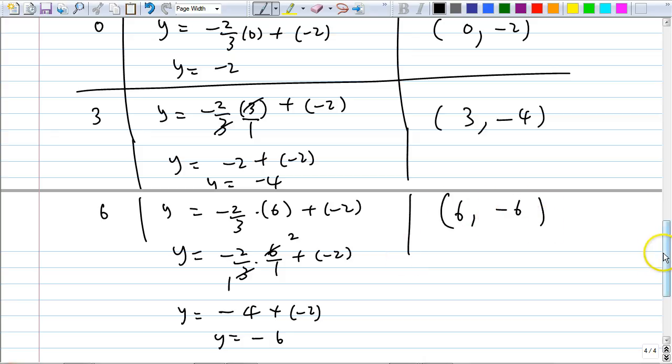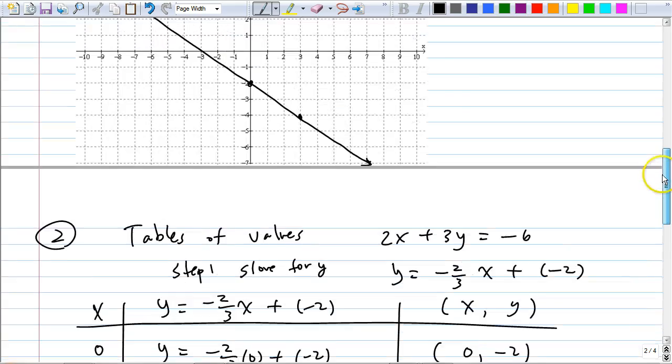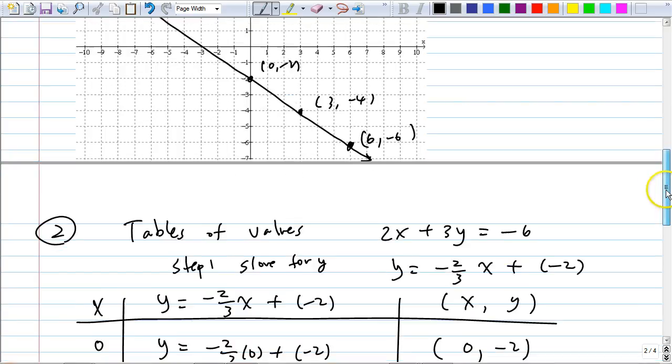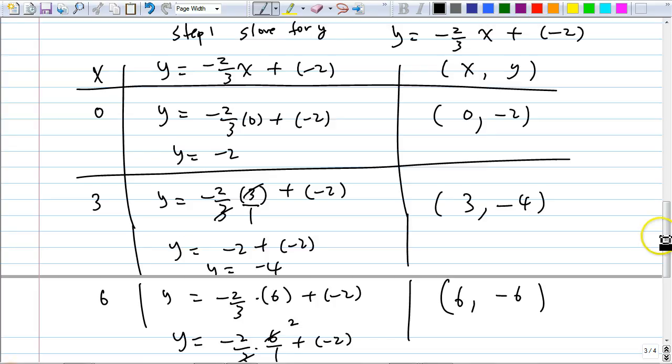And we could verify this gives us the same exact graph as we had before. Look, we got 0, -2, 3, -4, 6, -6. And if you go back to our graph, there is 0, -2. What is this one? 3, -4. And look, when x equals 6, I know that I didn't draw it so carefully here. You get 6, -6. That's that line. Does that make sense? So notice we have all these 3 points. It verifies that we did this graph correctly. So this is yet another way of graphing the line.